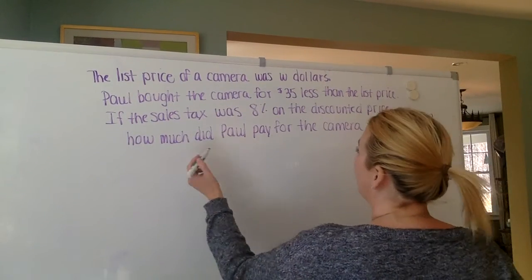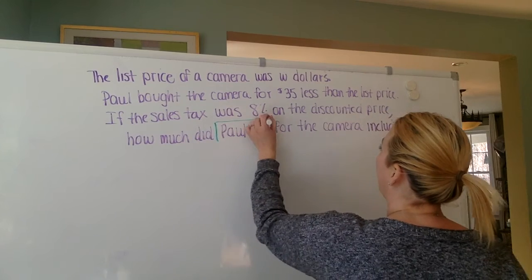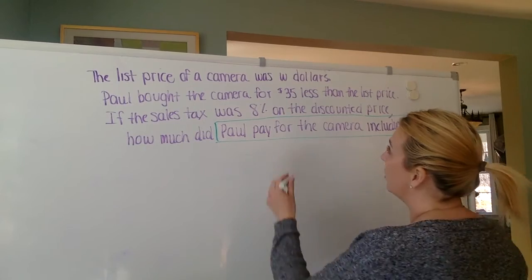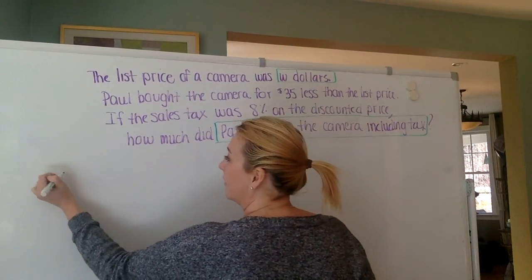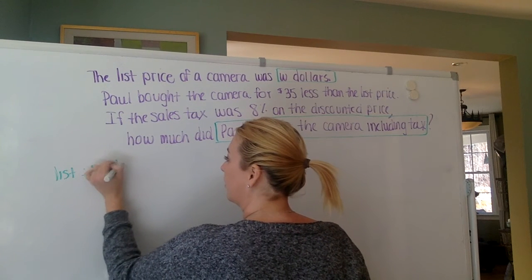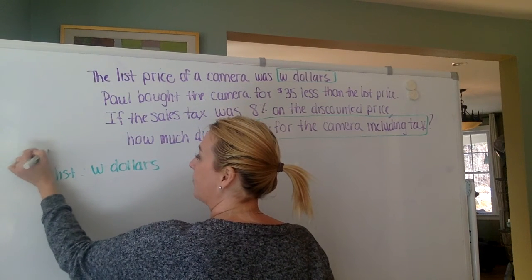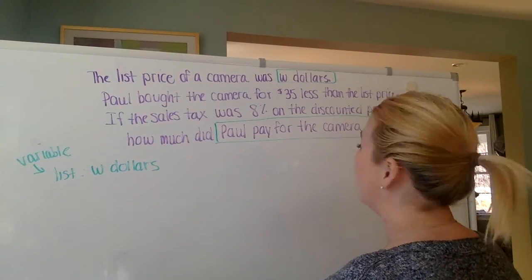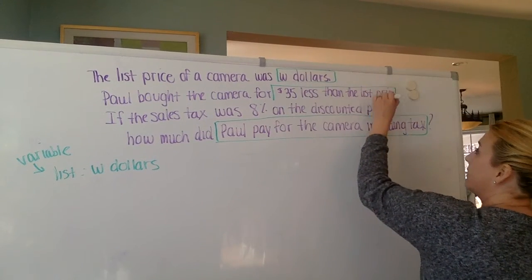So what do we know? We want an algebraic expression for what Paul paid for the camera, including tax. Well, we know that the list price was W dollars. So we've got our list price, W dollars. So right there, we have our variable, right? Paul bought the camera for $35 less than the list price.